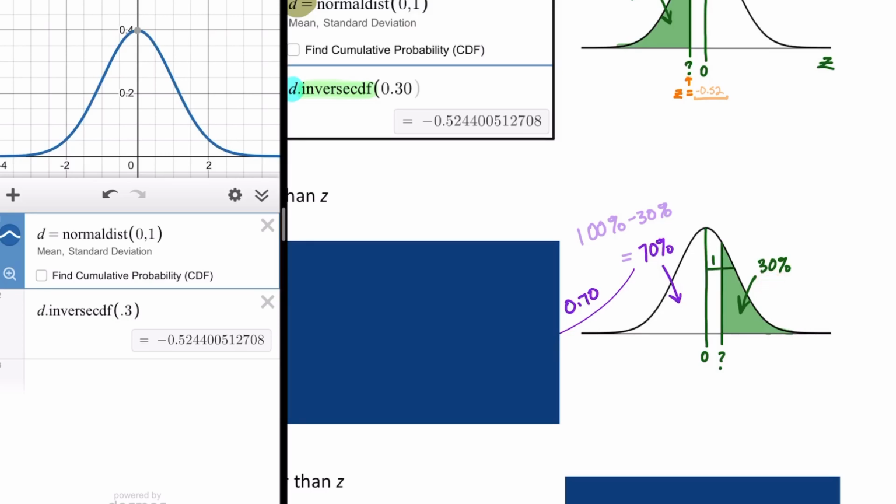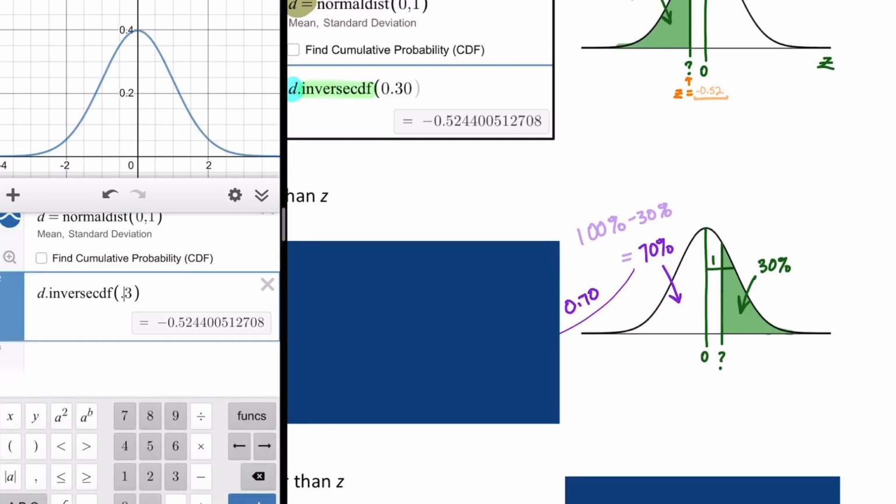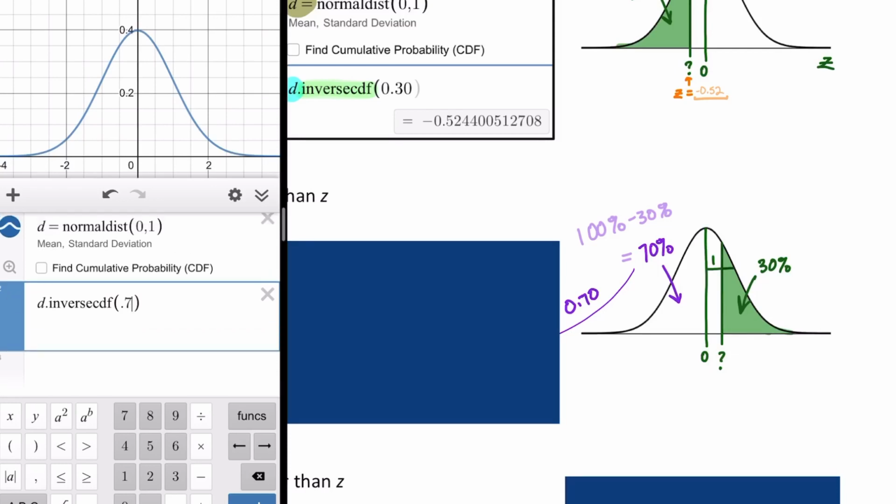Now remember about my calculator? I said that the inverse CDF has to be a percentile. This 30% is not a percentile. Remember, percentiles, at whatever location you're talking about, are the percent less than. This 30% is the percent greater than. So I need to find the percent less than this unknown value. Well, if the percent above it is 30% and everything adds up to 100%, then the percent less than has to be 70%. So let me come over here and, instead of 70%, I can type in 0.7.